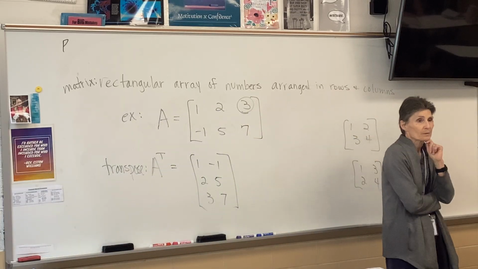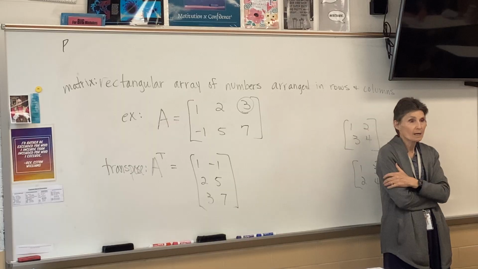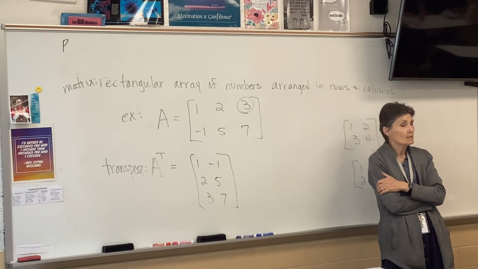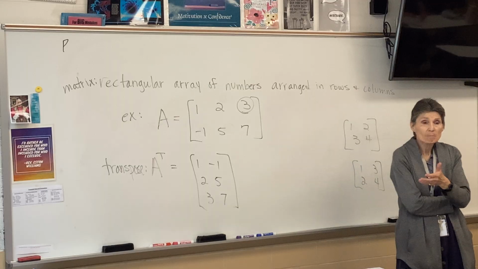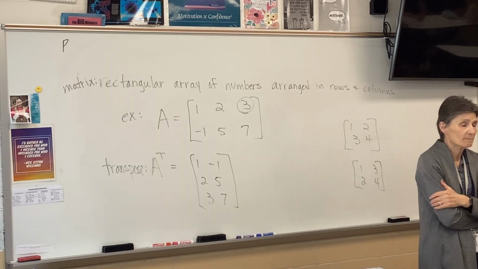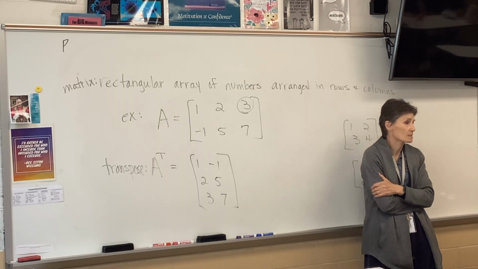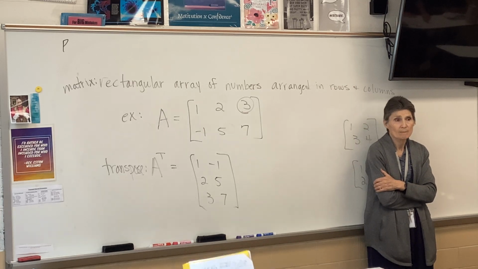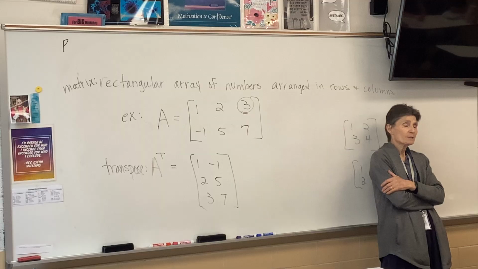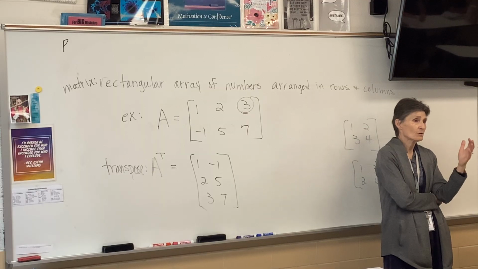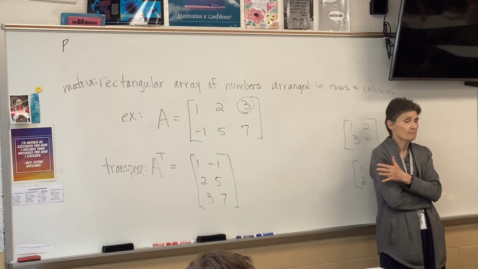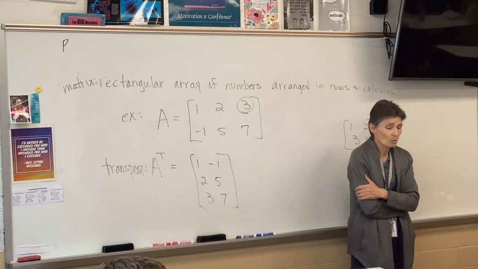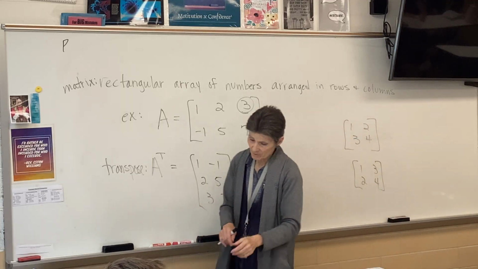Can anybody tell me, how do you build the transpose? The rows and columns are switched. You switch the rows and columns, that's right. You interchange the rows and the columns. And that's something that we do actually in various matrix operations. Remember, you can take an entire semester college class called linear algebra, which is matrix stuff. So we're just barely scratching the surface.